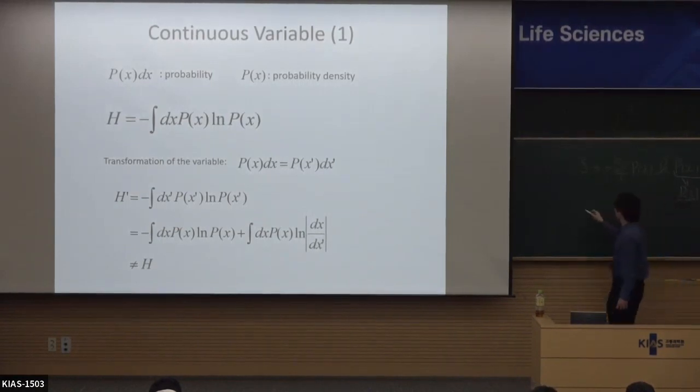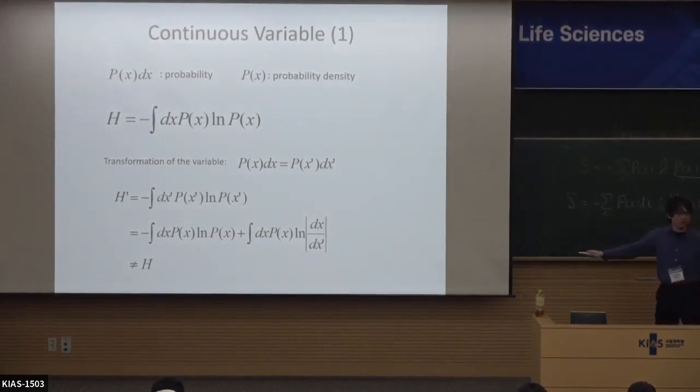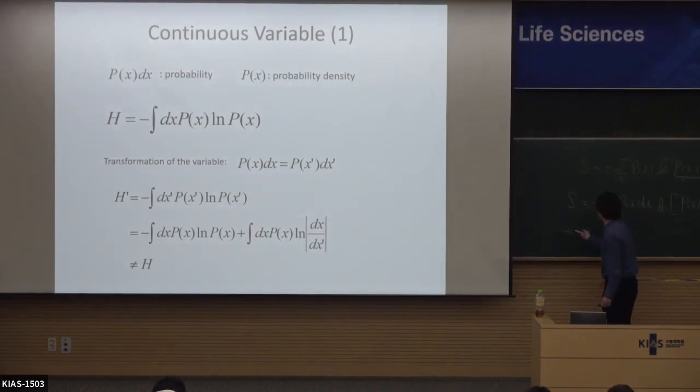So in that sense, we fundamentally have to consider this. Fundamentally, we have to consider this, but obviously this is a divergent term, so we have to drop this. So from this term, we have that Hessian term, so that makes the Shannon entropy not invariant. Does this make sense?